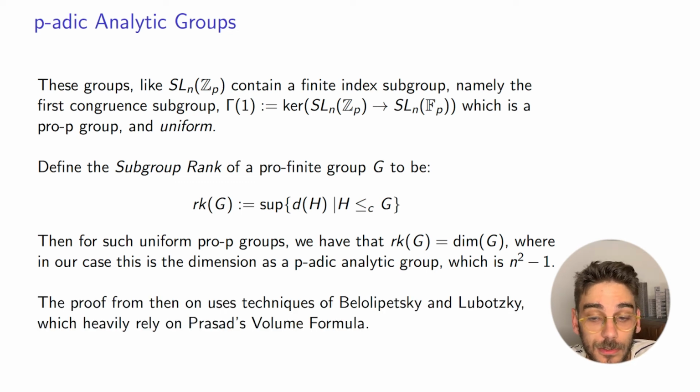And the proof from then on uses techniques of Dana, Lubotzky, and Lubotzky, which heavily rely on what's called Prasad's volume formula. So Prasad showed how the volume of these arithmetic locally symmetric spaces, or the covolume of arithmetic lattices, can be computed using the arithmetic data from the field and from the ring of integers and from the algebraic structure of the ambient group with respect to this field. And this is very powerful for proving things like that.